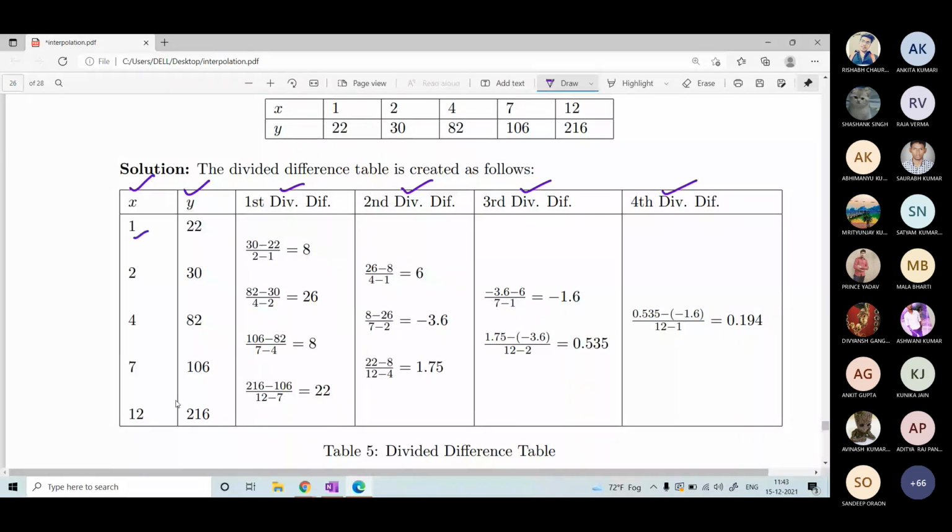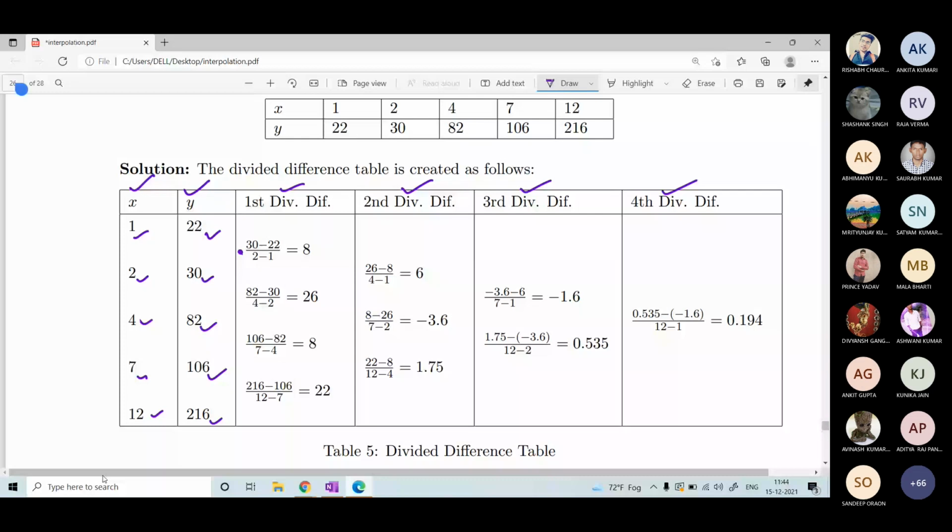Input values are written 1, 2, 4, 7, 12. You see, they are unevenly spaced data. And Y values, the output values, are 22, 30, 82, 106, 216. The first element, just like the forward difference table, will be written in this dotted position. What is that element? The difference between the output values divided by the difference between the input values. So 30 minus 22 by 2 minus 1, that is 8. So that is the first entry.